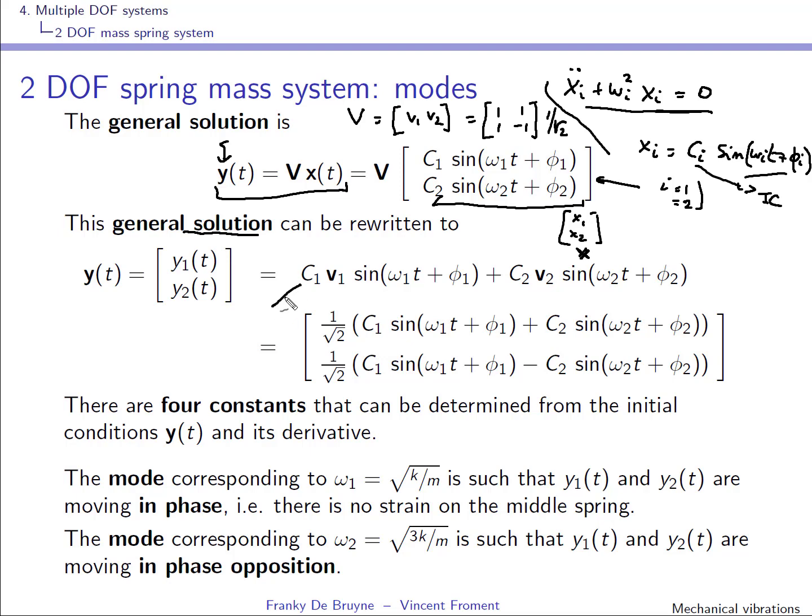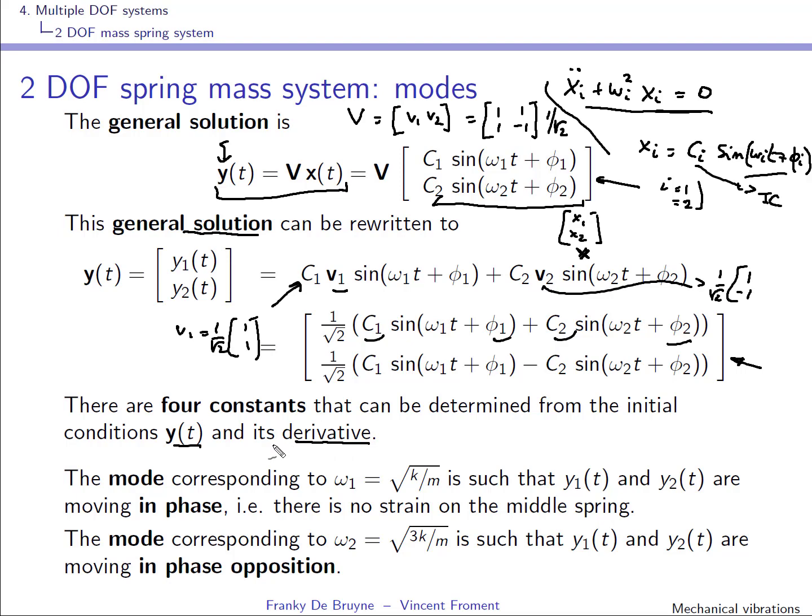Since you follow the course on linear algebra, you know that you can write it like that, and now you replace V1 by 1 over square root of 2 of (1, 1), and this one by 1 over square root of 2 of (1, -1), and you arrive at this expression, okay? And there are four constants, C1, C2, Phi1, Phi2. They are determined from the initial conditions that you will have on y and its derivative. We'll see that in a next slide.